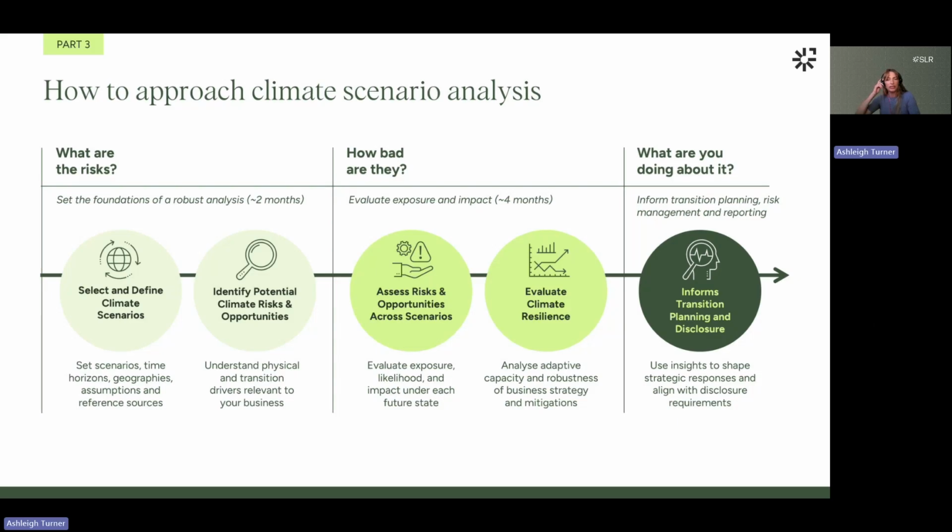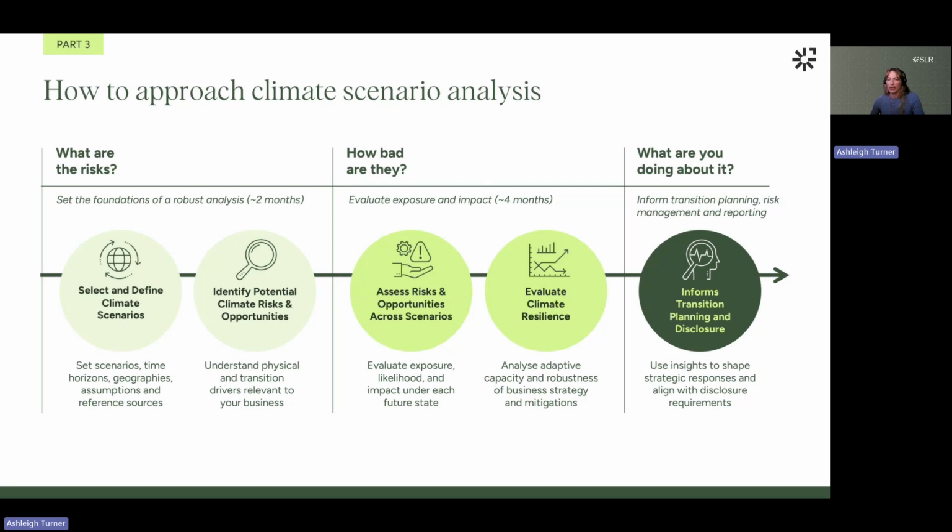So our approach to climate scenario analysis follows 5 stages, and I've grouped them into 3 here. Phase 1 is really setting those foundations, and it involves 2 steps. The first is selecting and defining your climate scenarios. So agree on what your low warming scenario looks like, what your high warming one is, what your time horizons are, what the geographies are that you're covering, your assumptions, and external data sources.